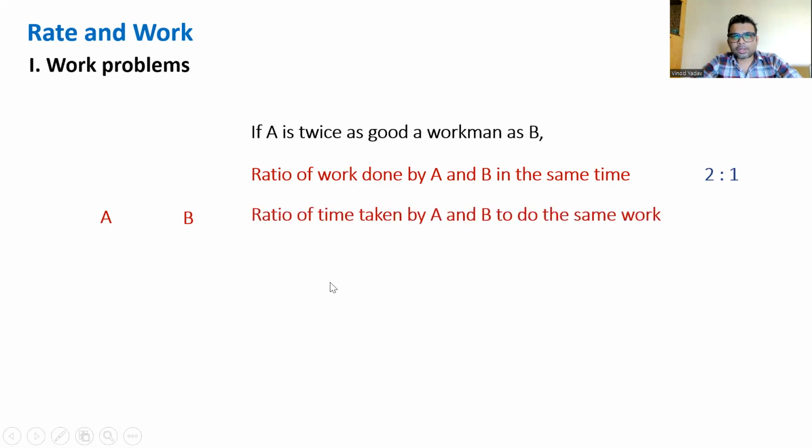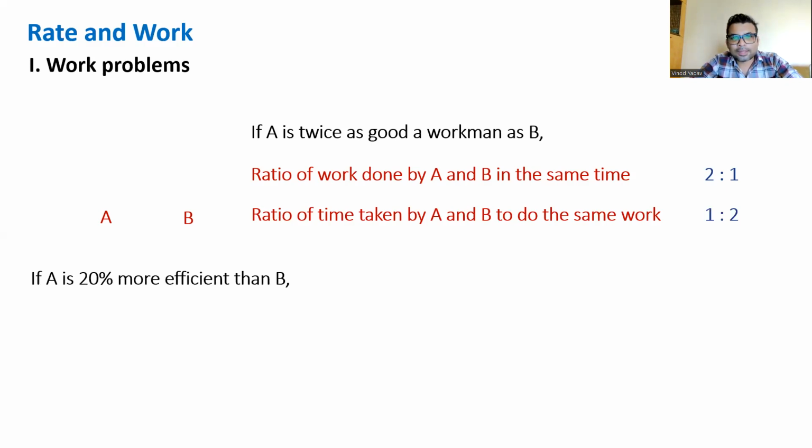All right. Ratio of time taken: the one who is working more, producing more units, will logically take less time, isn't it? Efficiency and time taken will be inversely related. Higher the efficiency, lesser the time, isn't it? So if ratio of work done is 2:1, so ratio of time taken will be, come on, yes, 1:2. Superb, good one, keep it up.